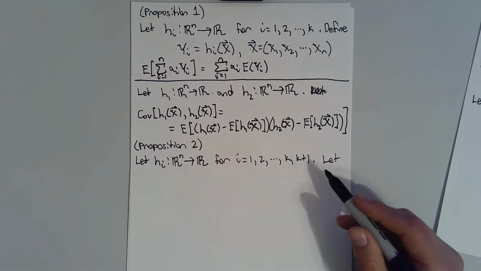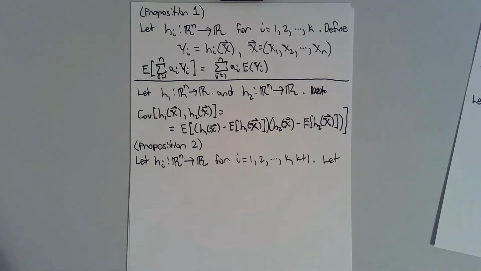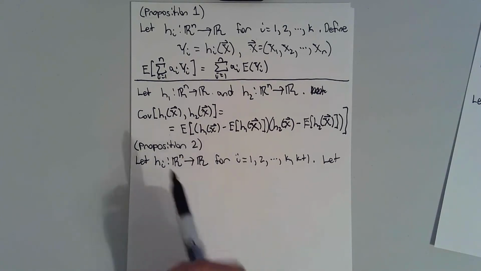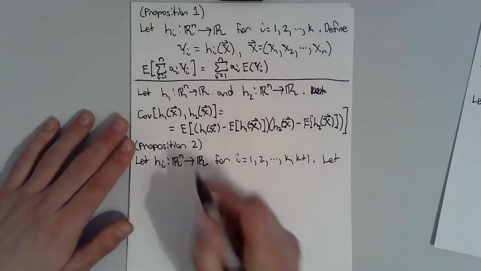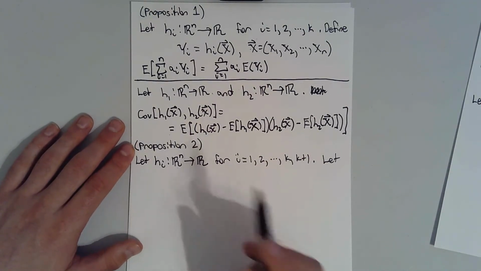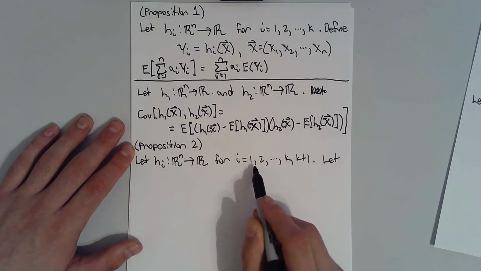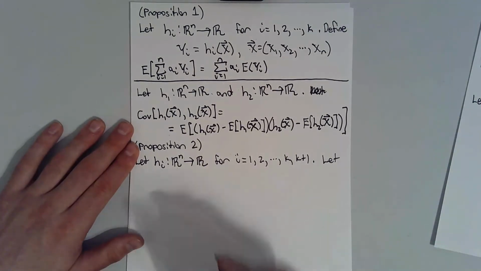For the rest of the video, we're going to show that the linearity of the covariance operator in each of the components carries over even in general when we have several random variables. So let h sub i be a scalar function from R^n to R for i equal to 1 through k, and including k plus 1. And let's define the following random variables.